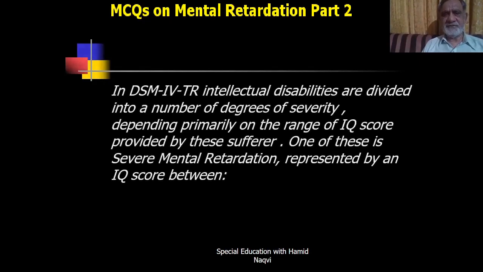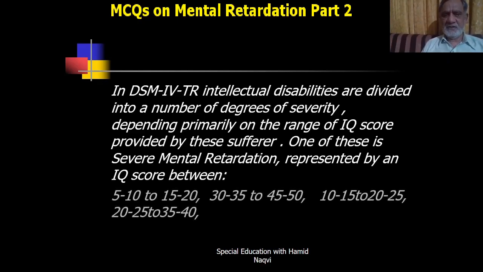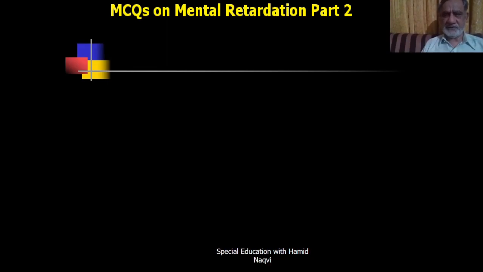Next question is in DSM-4 TR, intellectual disabilities are divided into a number of degrees of severity depending primarily on the range of IQ scores provided by the sufferer. One of these is severe mental retardation represented by an IQ score between 5-10 to 15-20, 30-35 to 45-50, 10-15 to 20-25, or 20-25 to 35-40. Correct answer is 20-25 to 35-40.